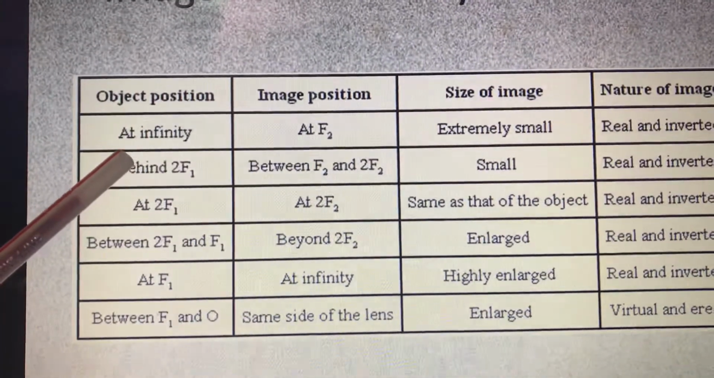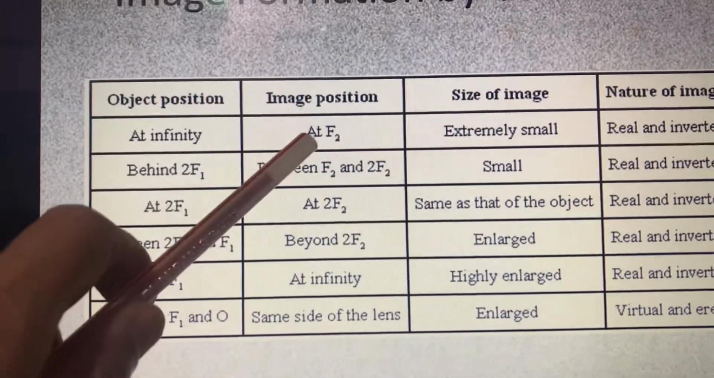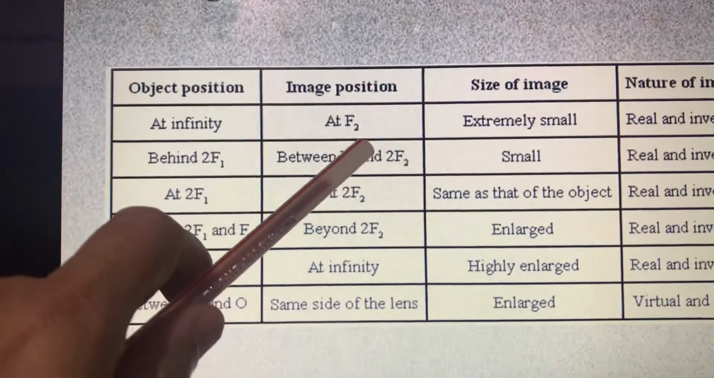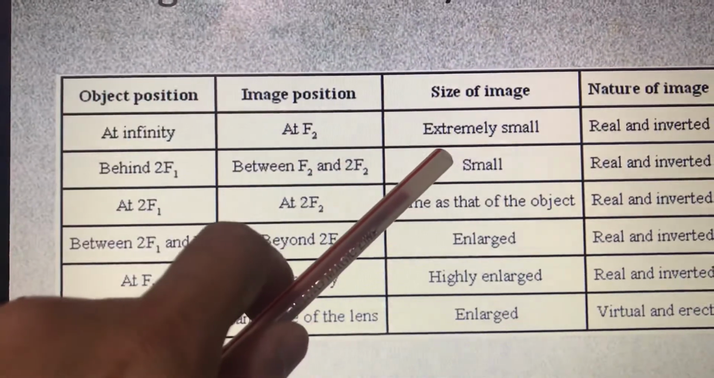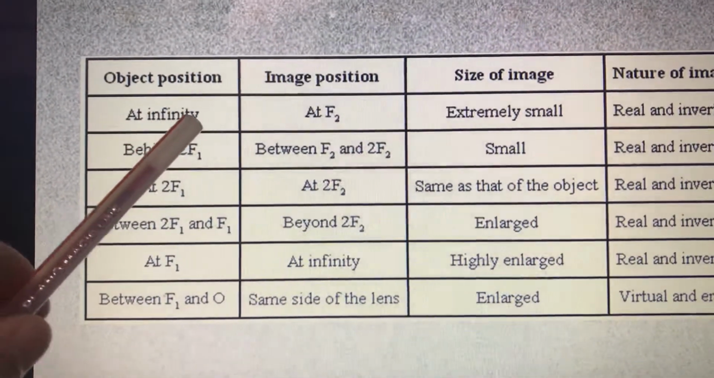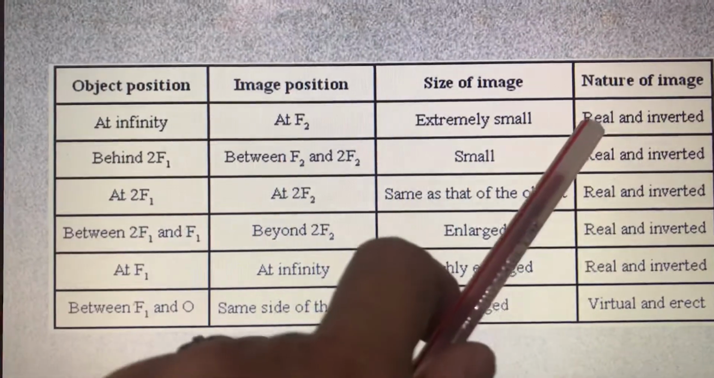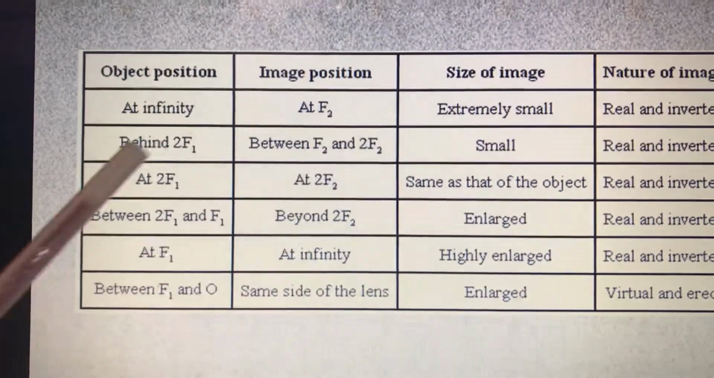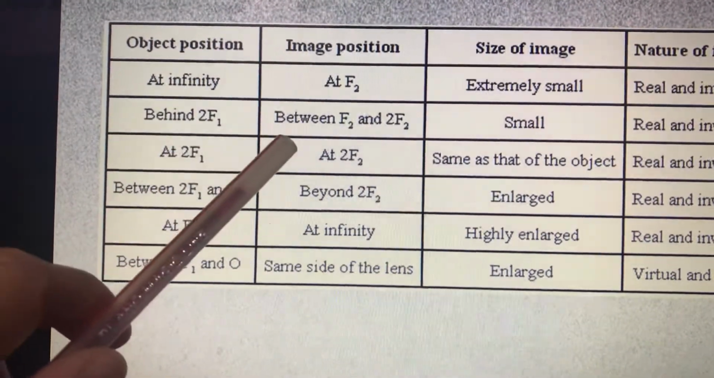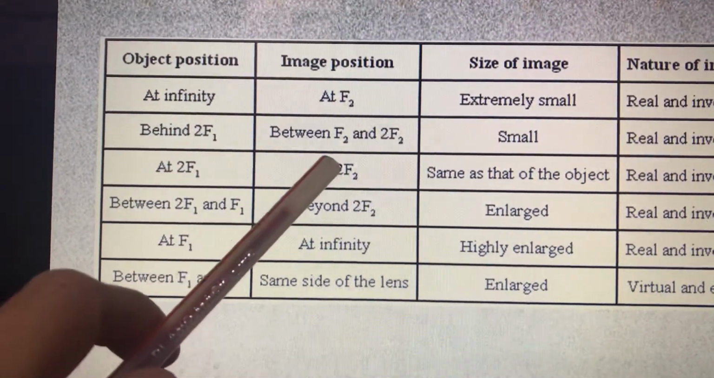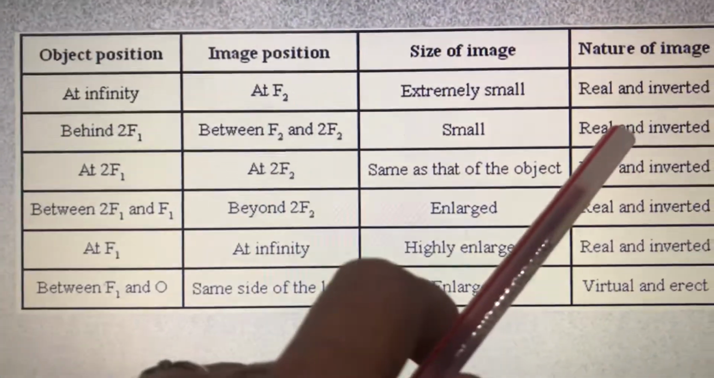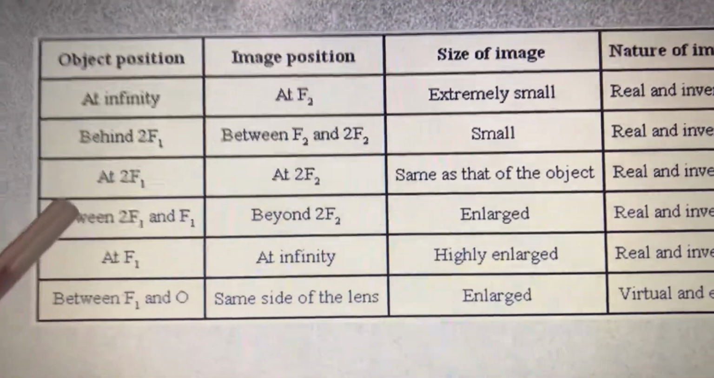Now when the object is placed at infinity, the image will be formed at f2, on the other side of the lens. It will be small because infinity is a very long distance from the lens. So the image will be real and inverted. And when the object is beyond 2f1, the image will be formed between f2 and 2f2, small in size, real and inverted.